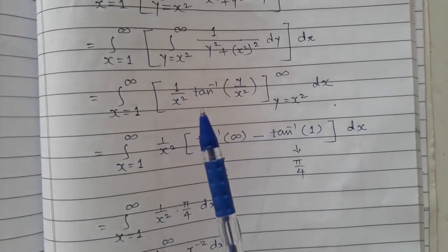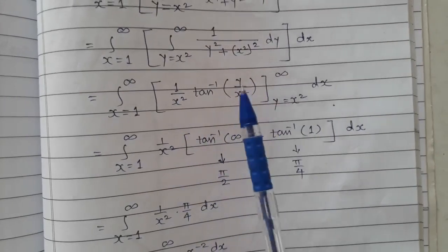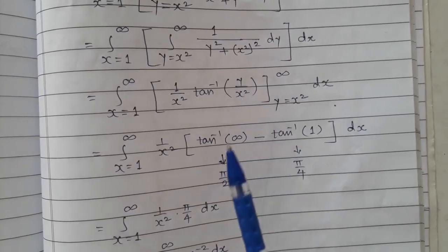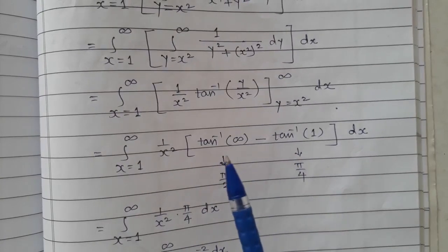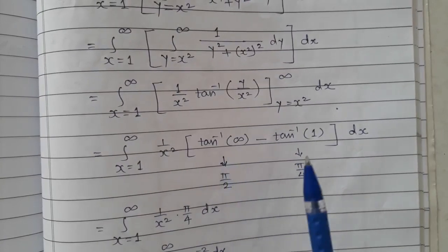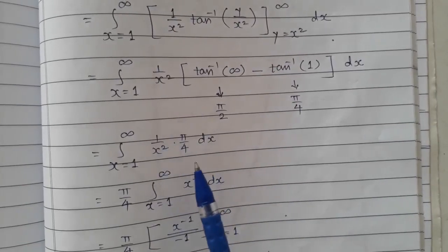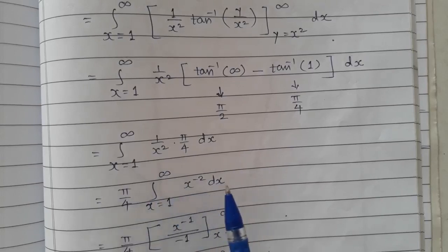1 upon x square is constant here, that will go outside. Y will be affected by the limits. Upper limit y replaced by infinity, lower limit y replaced by x square. So it becomes tan inverse infinity minus tan inverse 1. But tan inverse infinity is pi by 2, tan inverse 1 is pi by 4. Simplifying that, it becomes 1 upon x square into pi by 4. Pi by 4 constant coming out, x running from 1 to infinity, x raised to minus 2 dx.